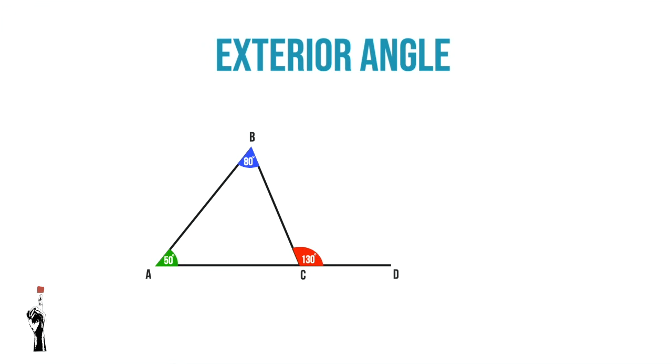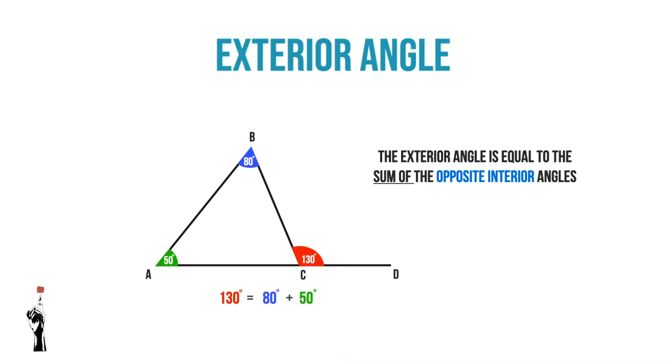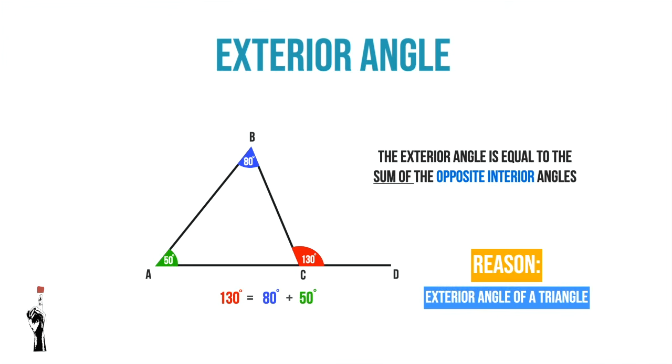Now, this exterior angle is equal to the sum of the two opposite interior angles. My two opposite angles are the green one and the blue one. It never includes the one directly next to my exterior angle. So that means I know that my red angle is equal to my blue angle plus my green angle. And I can see that if I add 80 degrees plus 50 degrees, it gives 130 degrees. Now, I always need to give a reason, remember, for making any statement. And my reason will be exterior angle of a triangle.